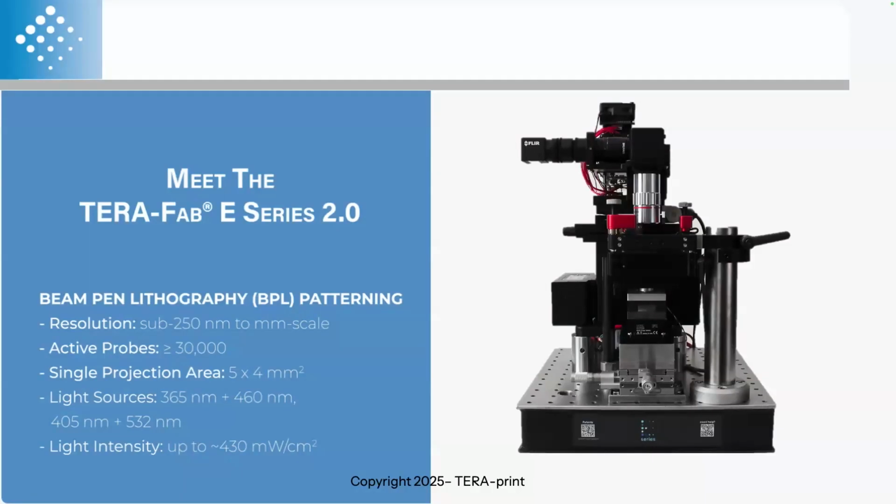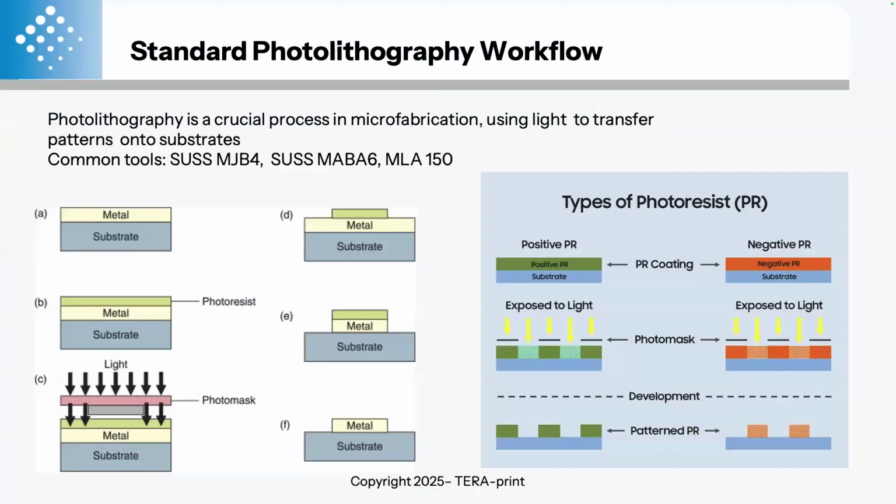For your instrument, we currently have 4 or 5 nanometer and 532 nanometer light sources. And the light intensity is up to 430 milliwatts per square centimeter, which enables fast patterning speed even for thick or less sensitive materials. This is a non-traditional photolithography tool, as you can see. It's a maskless tool. So let's start the talk with something you might be more familiar with, the traditional photolithography.